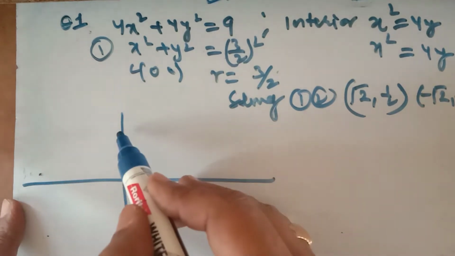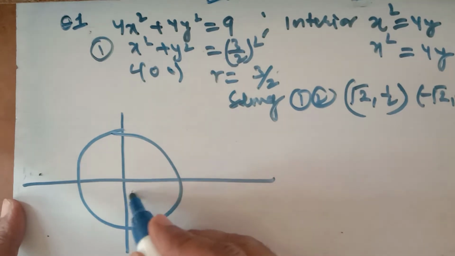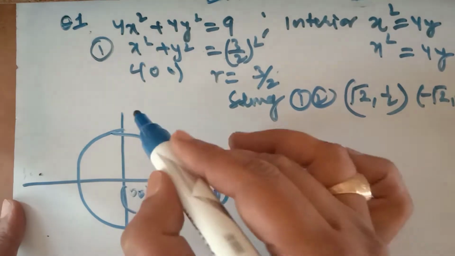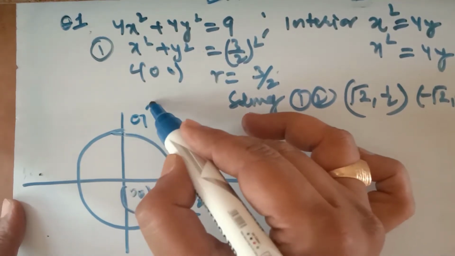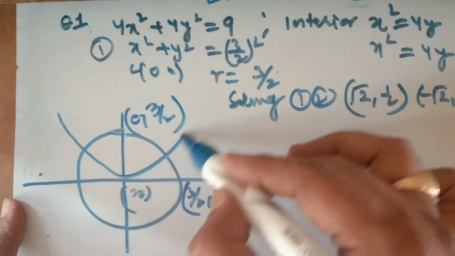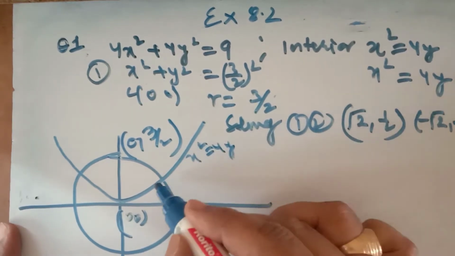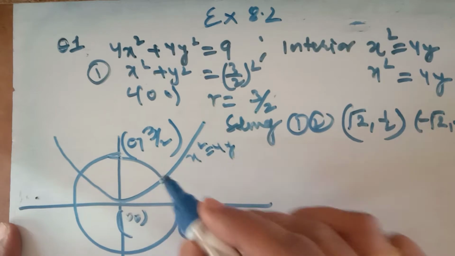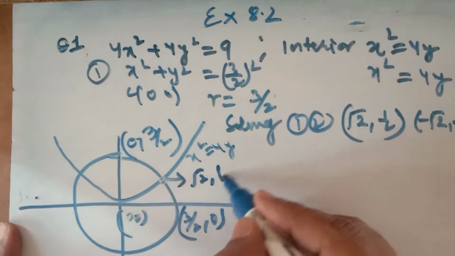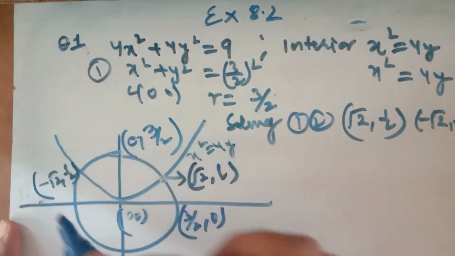There is a circle with the center at the origin and radius 3/2. So the center is (0, 0) and the radius is 3/2. This point will be (3/2, 0) and this will be (0, 3/2). Now there is a vertical parabola, x² = 4y, and their point of intersection is (√2, 1/2). So this point is (√2, 1/2) and this point is (−√2, 1/2). Mark their points of intersection.